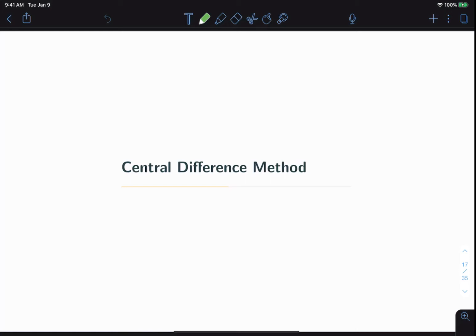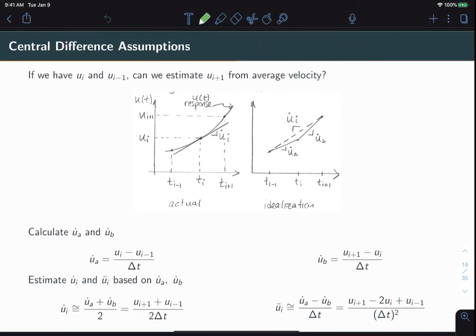In this video, we will cover the central difference method. The key question that the central difference method asks is that if we know ui and ui minus 1, can we calculate ui plus 1 from an average velocity estimate? So the picture on the left shows what this looks like in a conceptual sense.